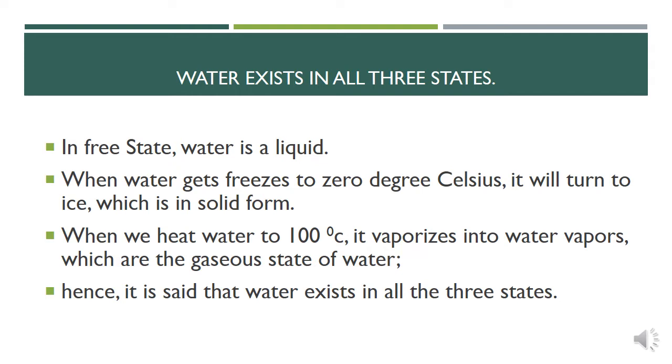Water we know exists in three states: solid, liquid and gaseous. When we freeze it in a freezer at 0 degrees centigrade, it turns to ice, which is the solid form. When you heat it up to 100 degrees centigrade, it is converted into the vapor state, that is known as the gaseous state of water.